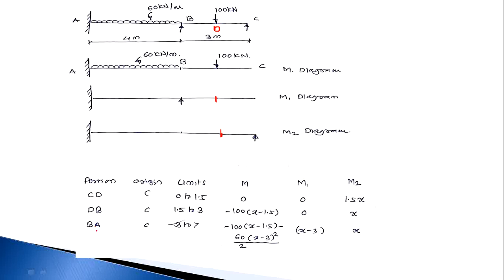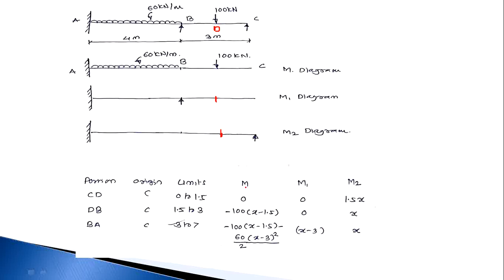Then next BA. Once again origin is considered at C. So the limits are 3 to 7, meaning this 3 to 7 from point C. The M diagram becomes 100 into (X minus 1.5) minus, due to that UDL, 60 by 2 into (x minus 3) whole square. So M1 becomes x minus 3, and M2 becomes x. So this is the table.